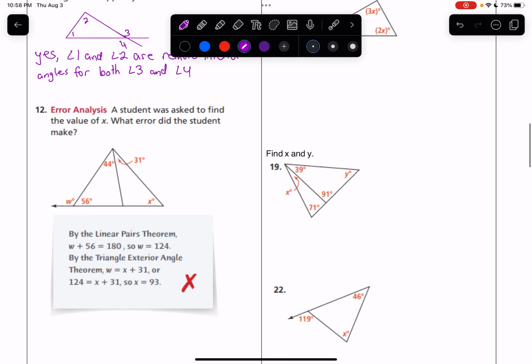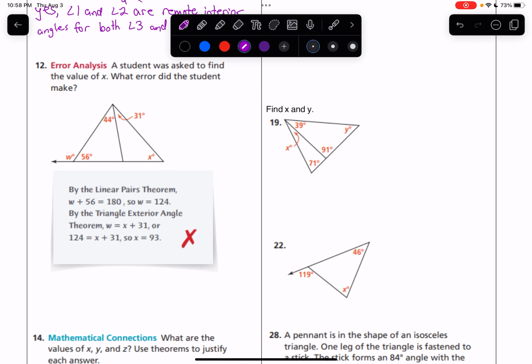Number 12, a student was asked to find the value of x. What error did the student make? So they said by the linear pairs theorem, w plus 56 equals 180, so w equals 124. By the triangle exterior angle theorem, w is equal to x plus 31, or 124 equals x plus 31, so x equals 93. However, 31 and x are not the two remote interior angles of this triangle. 31 isn't that whole angle.